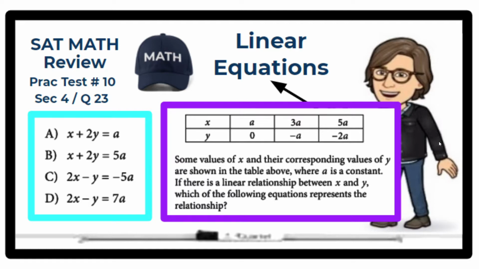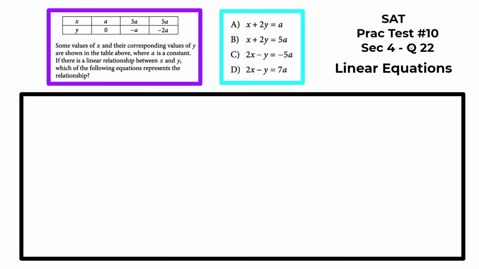My name is Jonathan. We are discussing the College Board SAT Practice Test number 10, Section 4, Question 23, Subject Linear Equations. We have a table of pairs of values for x and y. We have a and 0, 3a and negative a, and 5a and negative 2a. Some values of x and their corresponding values of y are shown in the table above, where a is a constant. If there is a linear relationship between x and y, which of the following equations represents the relationship?